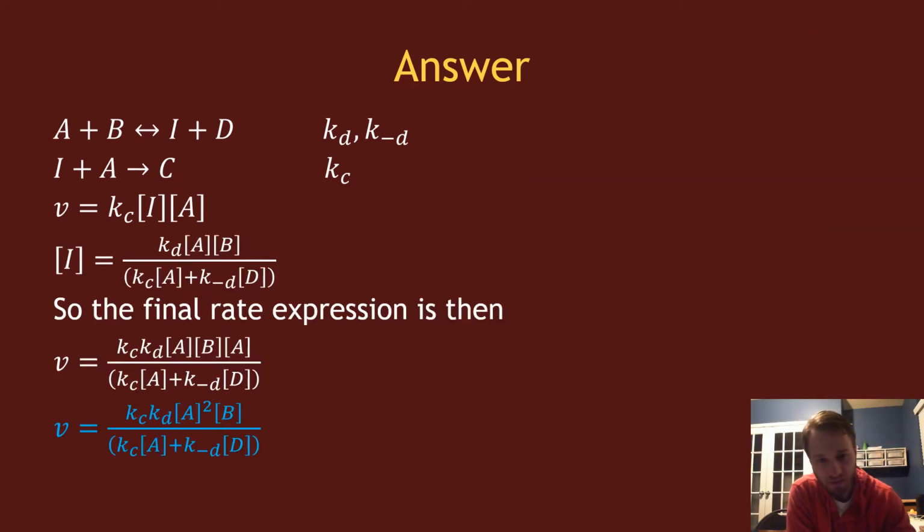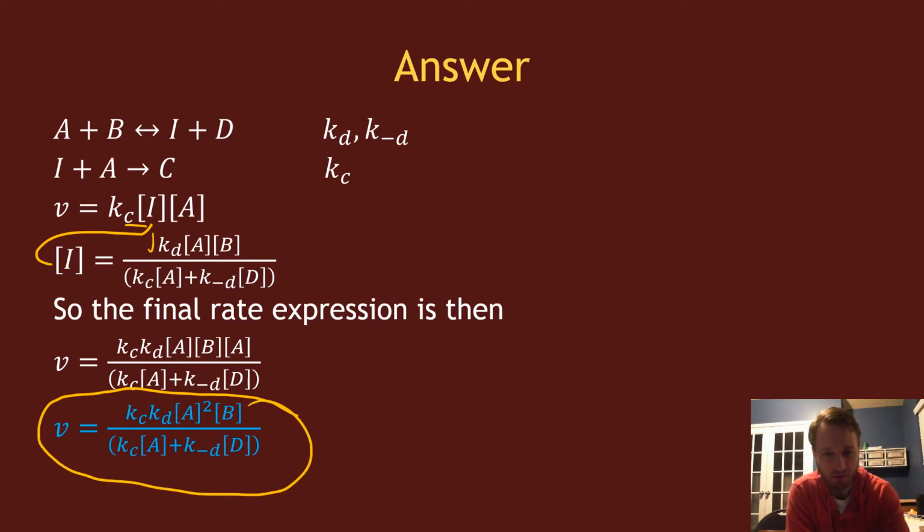Then I just plug that in to the expression up here, plugging in for what I is, to get this final expression where I multiply the A's together and simplify a little bit to get A squared. This is my final expression for this mechanism.